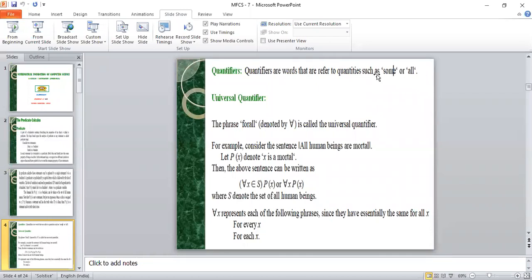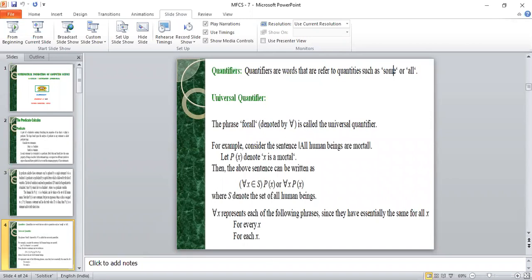In these quantifiers, we have two types: universal quantifier and existential quantifier. The phrase "for all" is called the universal quantifier, meaning the property applies to all the objects. The phrases "for some", "there exists", "there is", or "there is at least one" are called the existential quantifier.